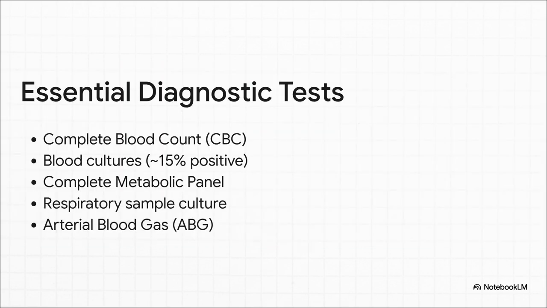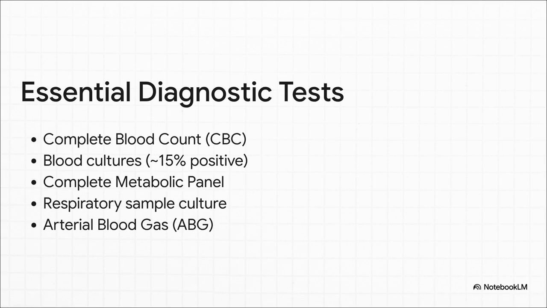So let's get into the nitty-gritty of what you're actually ordering. You're going to get a CBC with a diff to check that white count. You'll send off blood cultures, and don't be surprised if they're negative. They're only positive in about 15% of cases, but you still have to get them. A chem panel to see what's happening with their organ function, and of course, that super important lower respiratory sample.